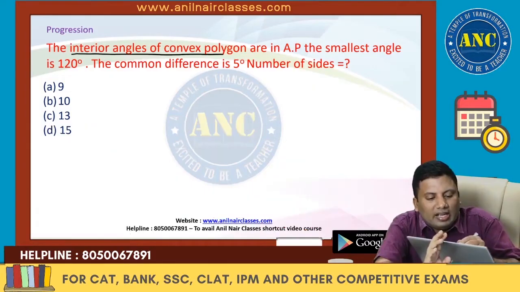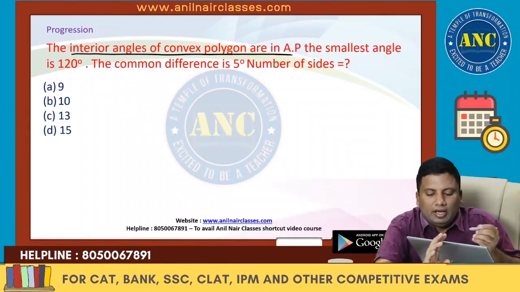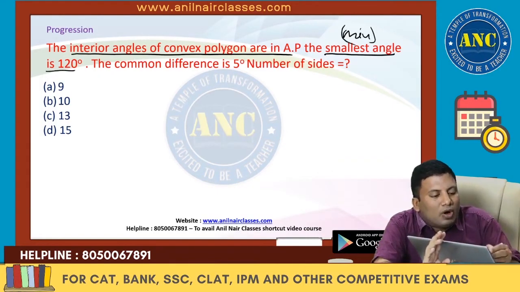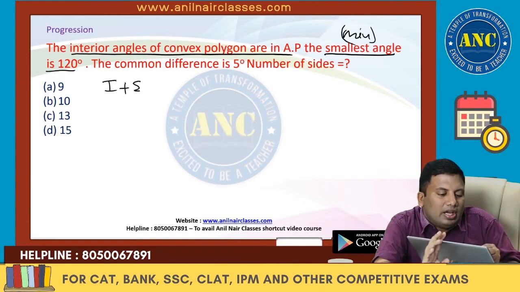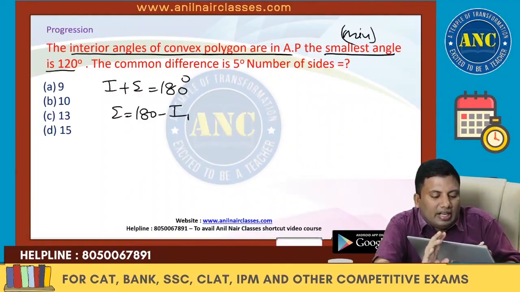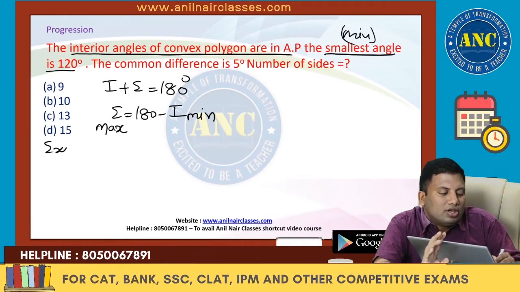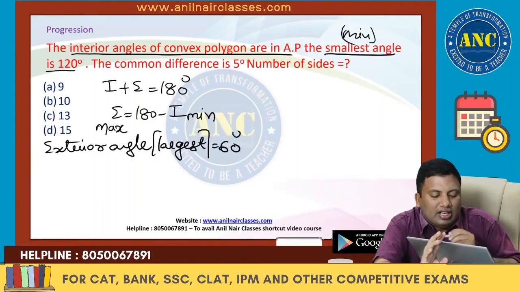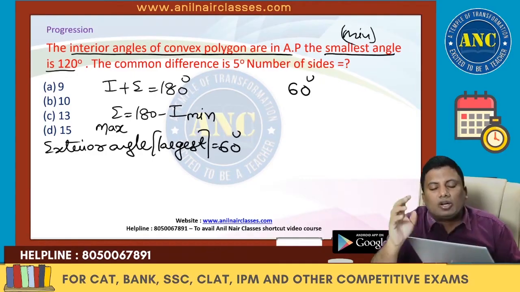If the interior angles of a convex polygon are in AP, and the smallest interior angle is 120 degrees, then since interior plus exterior is 180, exterior is 180 minus interior. The smallest interior gives the largest exterior, so the largest exterior angle is 180 minus 120, which is 60.